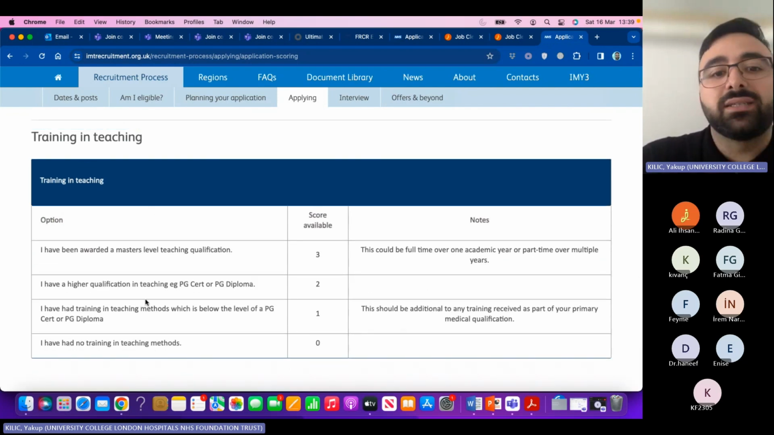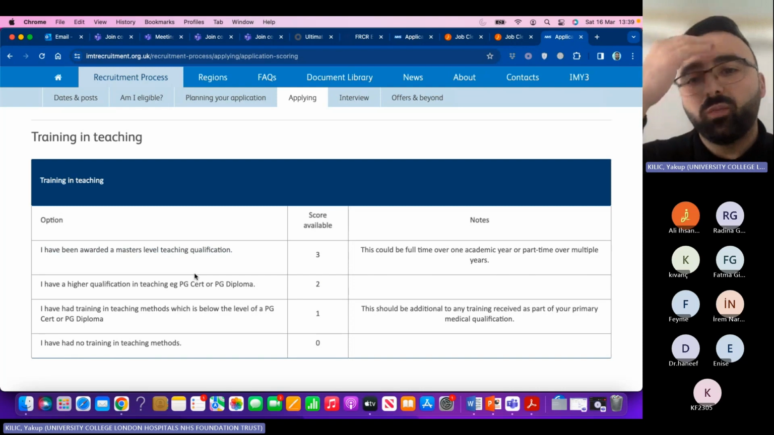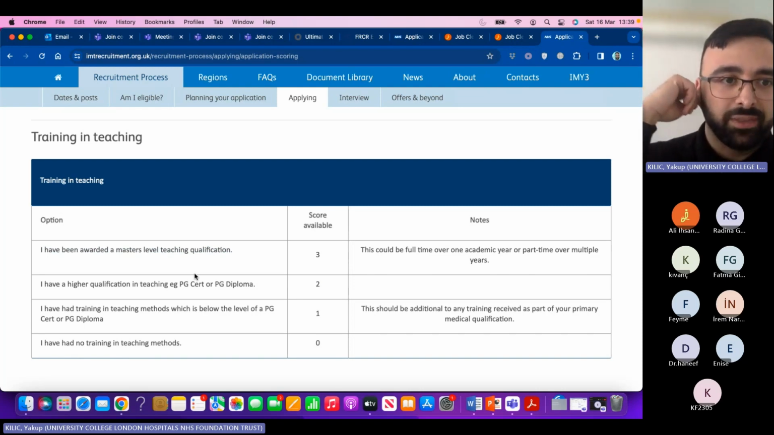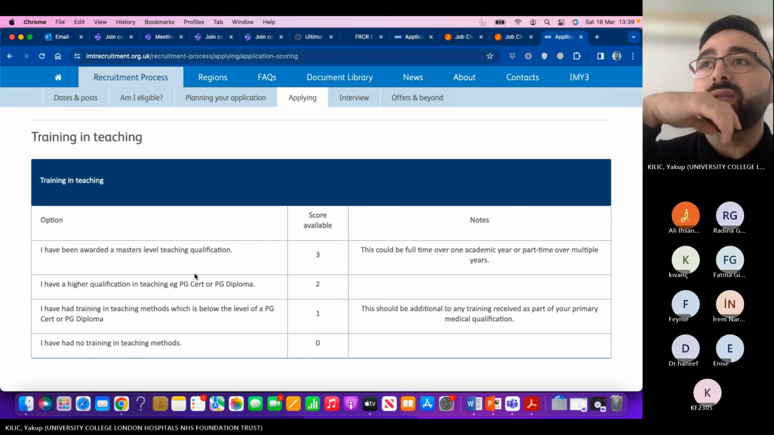Training and teaching. So this is if you have an extra diploma, which I did do. I did a PG Cert in Clinical Education at Edinburgh University, and that essentially got me 2 points. If you've got a master's, you can also apply for a master's, it's 3 points. But one word of warning, these are expensive, guys. I did this when I was F1 because I planned ahead quite a bit. But it cost a lot.